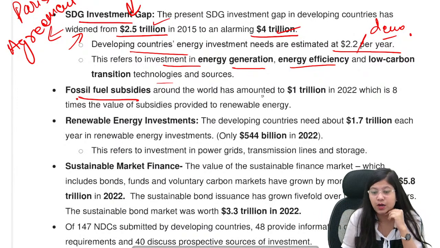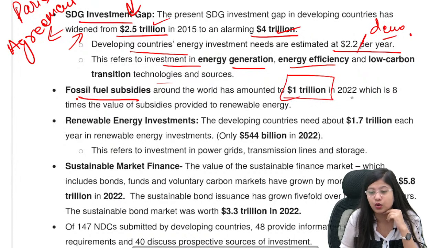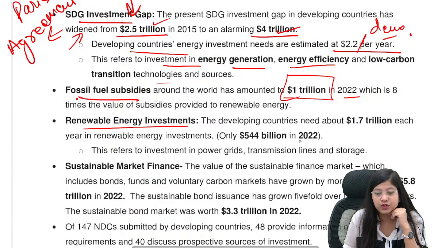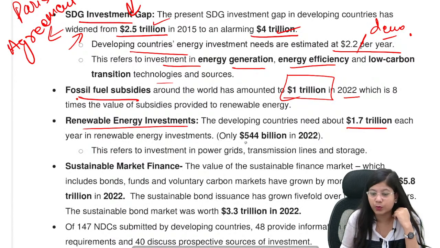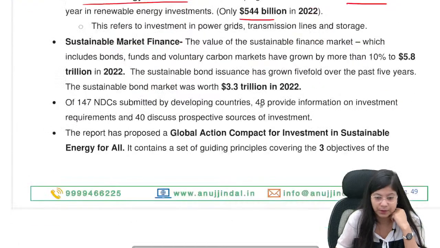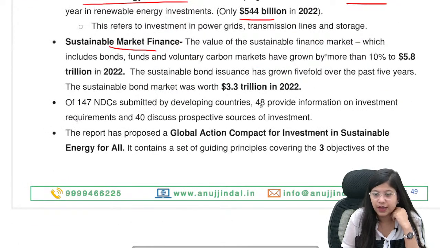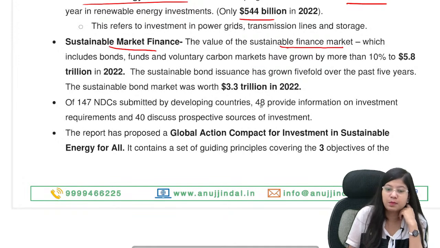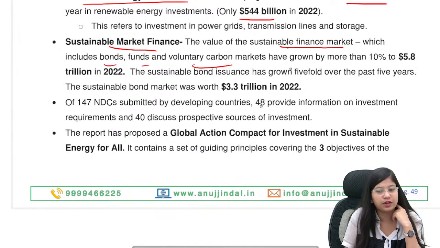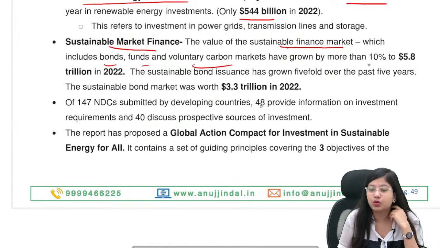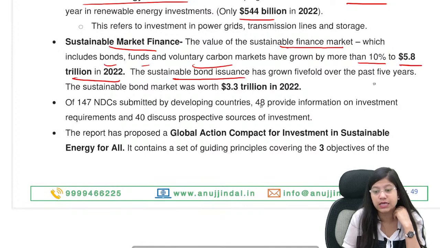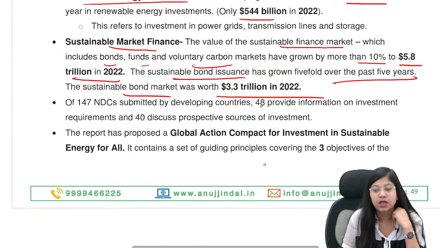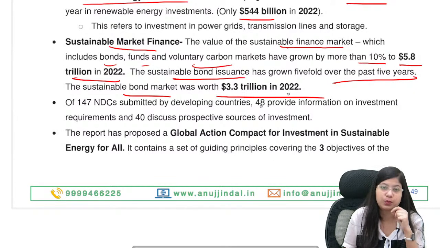Fossil fuel subsidies around the world amounted to $1 trillion in 2022. For renewable energy investments, the need is about 1.7 trillion, but what we are getting is 544 billion. Sustainable market finance: the value of the sustainable finance market, which includes bonds, funds, and voluntary carbon markets, has grown by more than 10% to $5.8 trillion in 2022. The sustainable bond issuance has grown fivefold over the past 5 years. The sustainable bond market was worth $3.3 trillion in 2022.